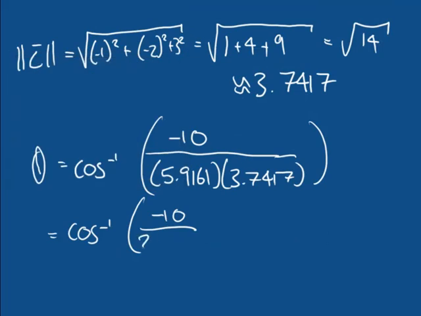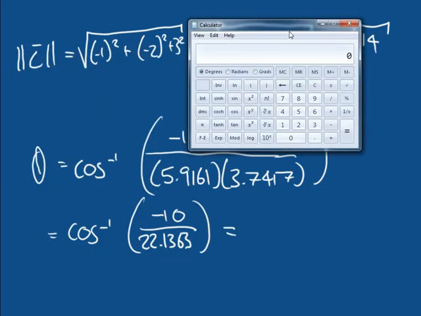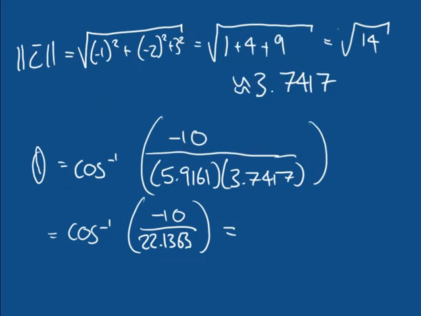So 22.1363, which we can then work out. We're going to take minus 10 and divide that by 22.1363. That is equal to a negative 0.4517, and so on. We're going to take the inverse cosine, and we can see that our angle is approximately 117 degrees.